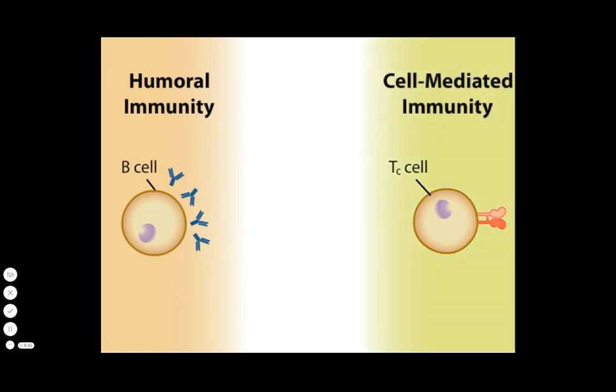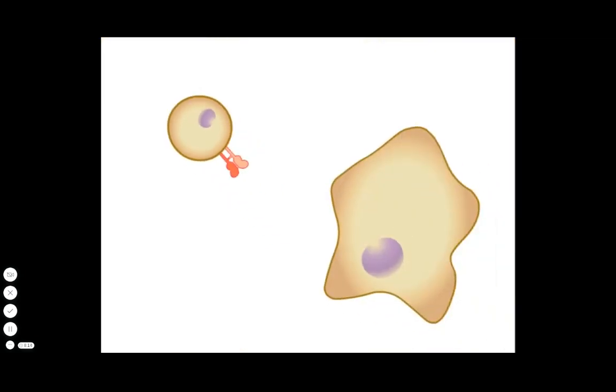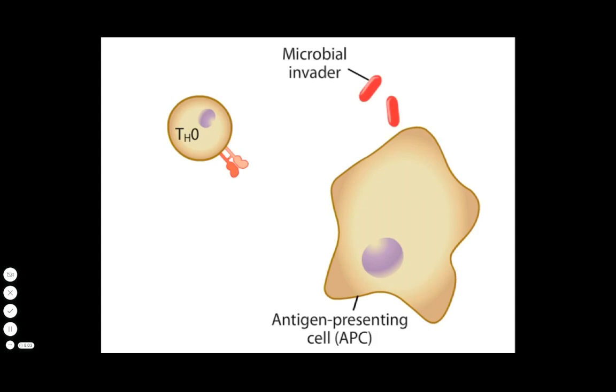Neither B cells nor T cells can function, however, without the help of a third type of lymphocyte called helper T cells. Helper T cells release molecules called cytokines that are required to activate B cells and cytotoxic T cells. The activation and differentiation of helper T cells determines whether the immune system delivers primarily a humoral or cell-mediated response. Helper T cells begin as naive, undifferentiated cells called Th0 cells that need activation by an antigen-presenting cell, or APC, that has processed antigens from a microbial invader.